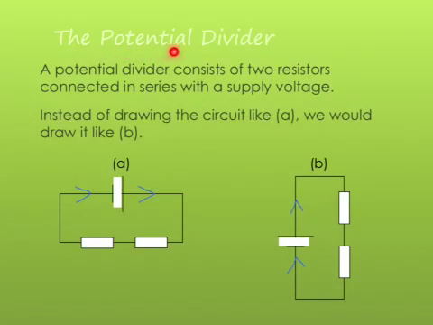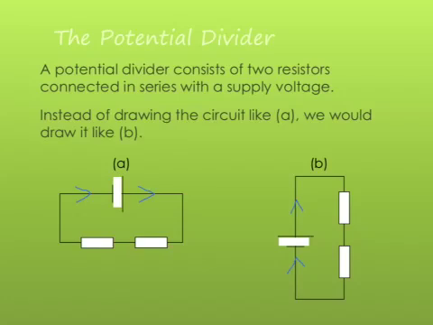The potential divider. A potential divider consists of two resistors connected in series with a supply voltage, like this one here. Instead of drawing the circuit like A, this one here, we'll normally draw it like B, which is this one here.